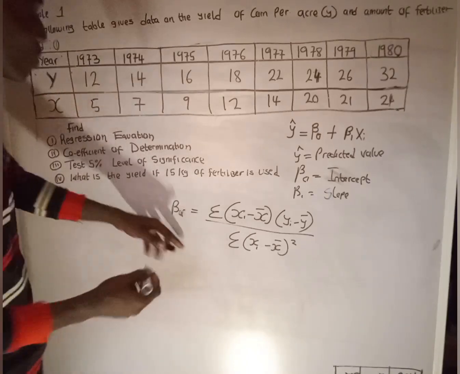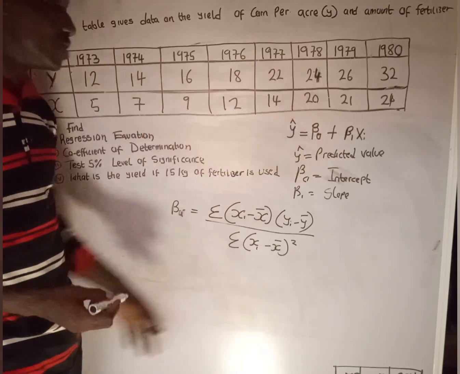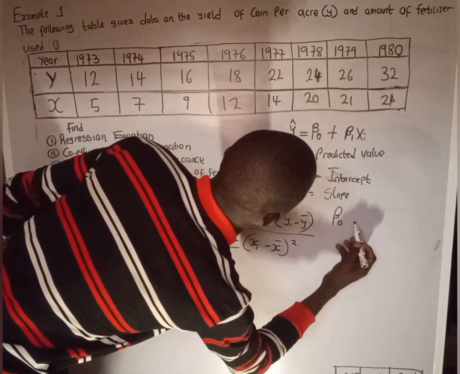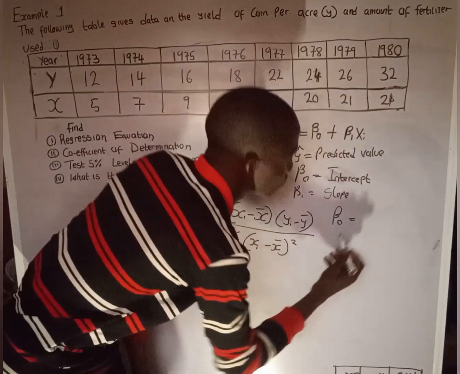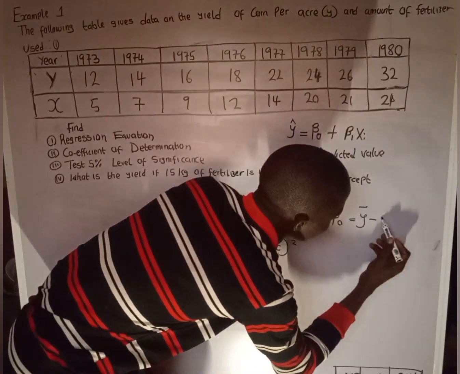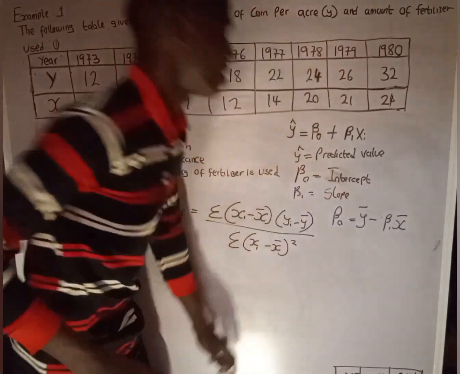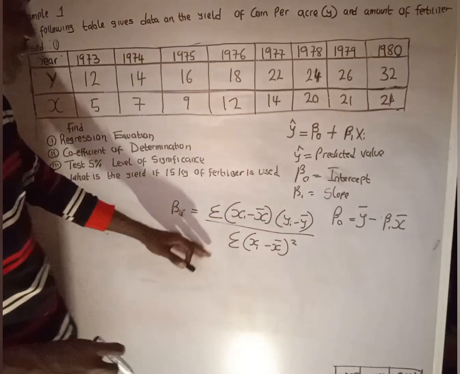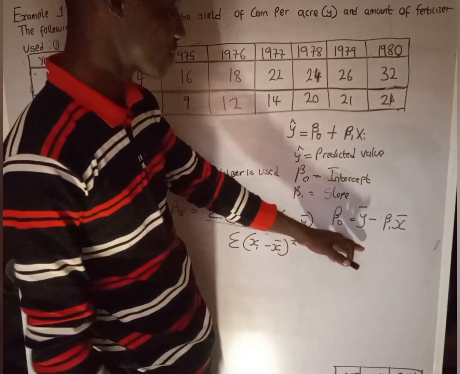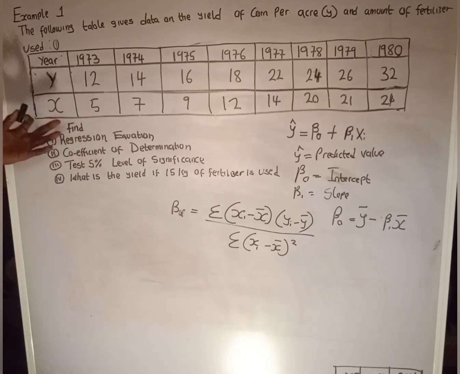Since I know the slope of the regression equation, I can easily proceed to calculate the intercept. The formula is that the intercept equals the mean of y minus the slope, which is beta 1, multiplied by the mean of x. Therefore, if I know the value of my slope, I can proceed to calculate the intercept of the regression equation. With that being said, let's proceed to solve this question.